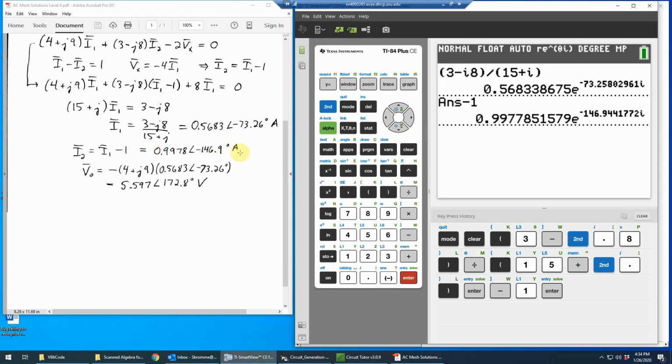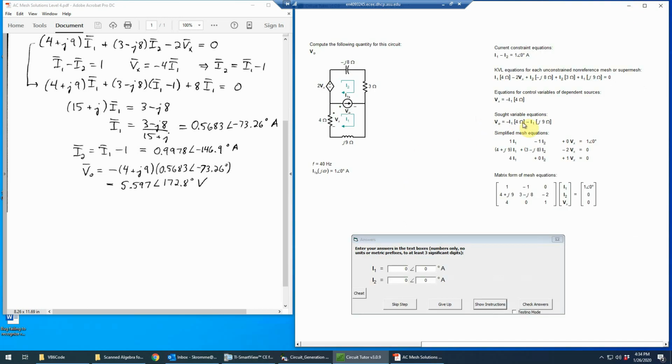So that's our result there, and then anticipating that we're going to need the v-naught prime, I'll just show that right now. Remember this SOT variable equation, we had basically negative I1 times the quantity 4 plus j9 if you factor out the minus sign. So I've just written that here. v-naught bar is equal to 4 plus j9 times now the I1 bar, which is this value here, which I've copied down, and then just evaluating that on the calculator.